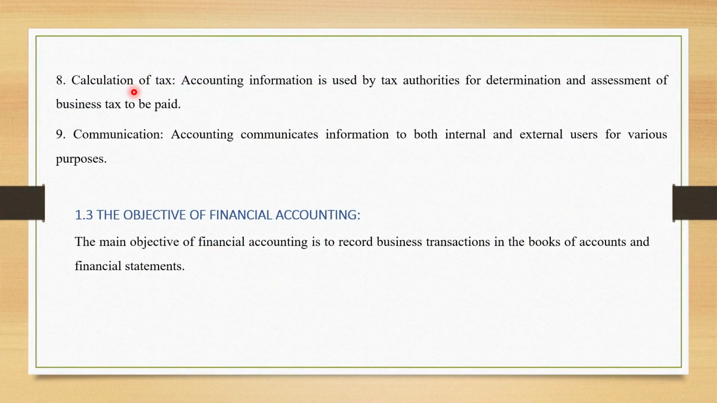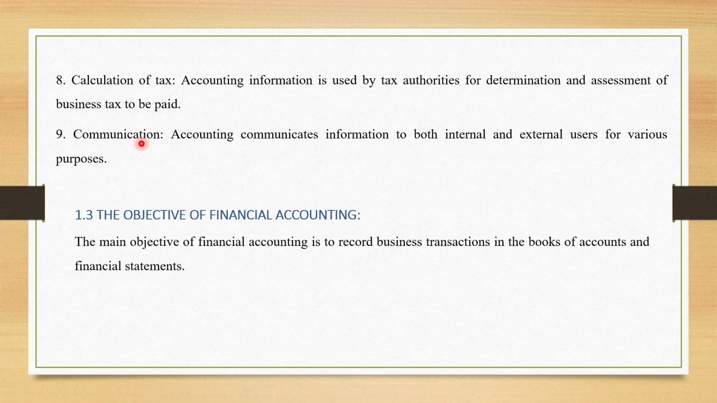We have also calculation of tax. The accounting information helps in calculating tax. This is mainly used by the tax authority. Here in Rwanda we have RRA, Rwanda Revenue Authority, which uses the accounting information to determine and assess the business tax to be paid. It is to know the real tax that will be paid.